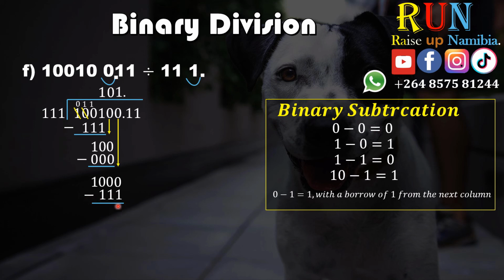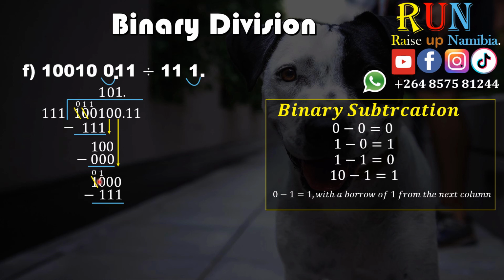Now here we have 0 minus 1. 0 minus 1 is equal to what? It's equal to 1 with a borrow of 1 from the next column. So we move to the next column. Can we borrow 1? No. And then again we move to the next column. Can we borrow 1? The answer is still no. So we move to the next column here. Can we borrow a 1? Yes. So we cancel it out. It becomes a 0 and we borrow a 1.